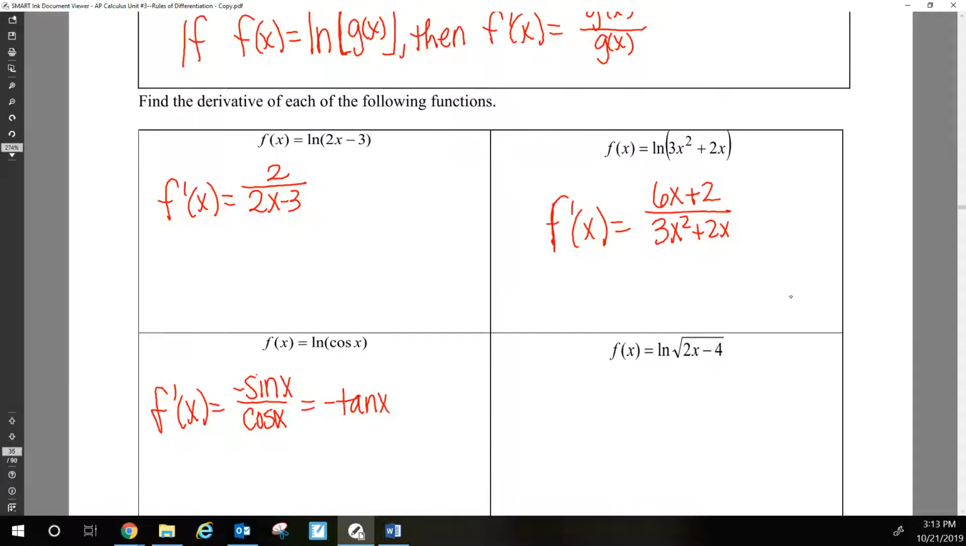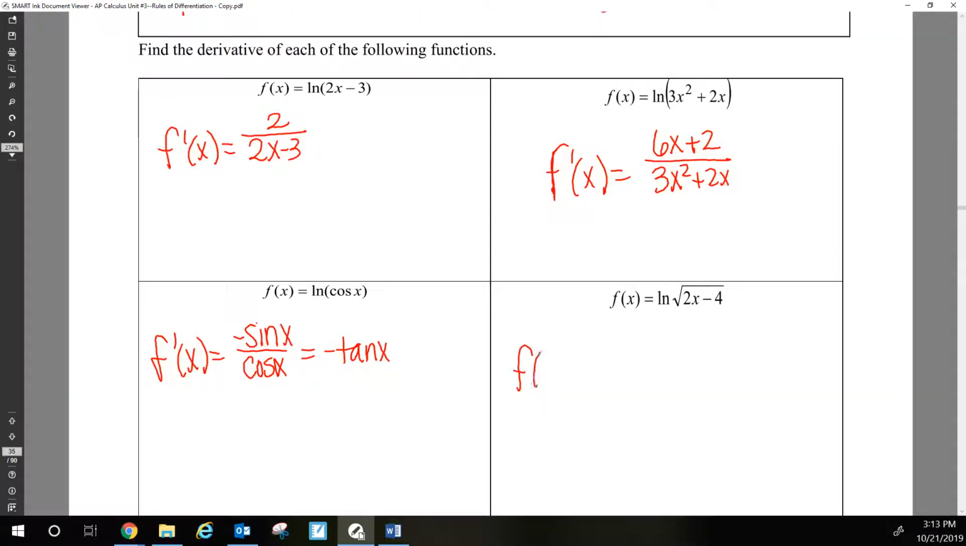For this next one, we're going to have to use a little bit of chain rule. So on the bottom here, we've got the square root of 2x minus 4. That does not change. But keep in mind, this is the same thing as natural log of 2x minus 4 to the 1/2. So when we go to find the derivative of this guy, we're going to have to use chain rule. So I've got 1/2 times 2x minus 4 to the 1/2 minus 1 power. That's negative 1/2. Times the derivative of the inside.